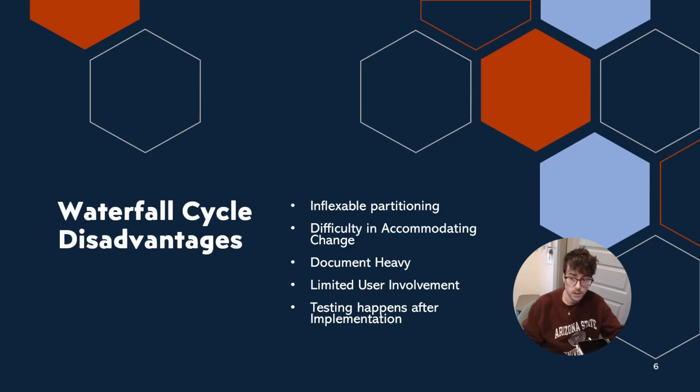Along the same lines, the model relies heavily on documentation and produces a lot of it. This can create problems when the documents get out of sync or the project becomes bloated by the documents.